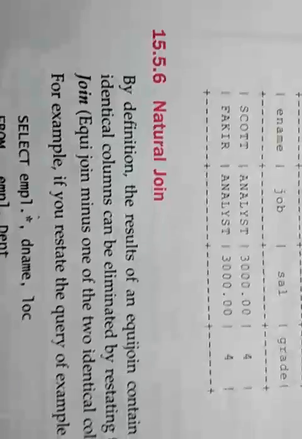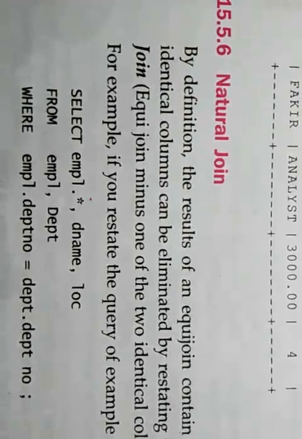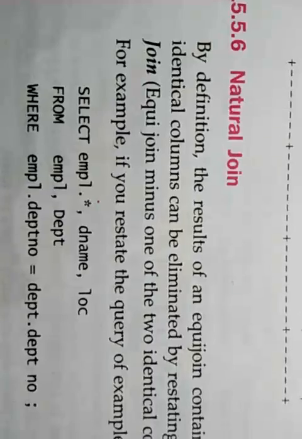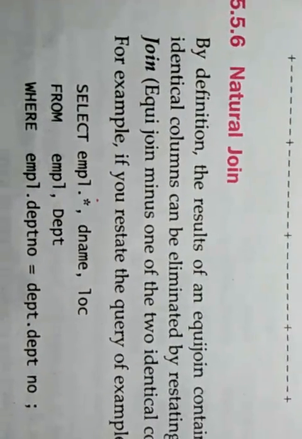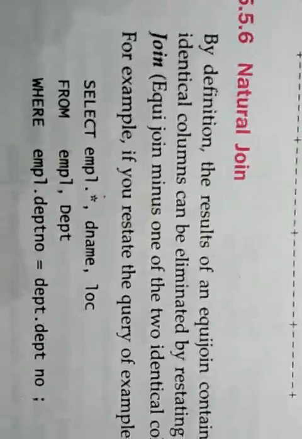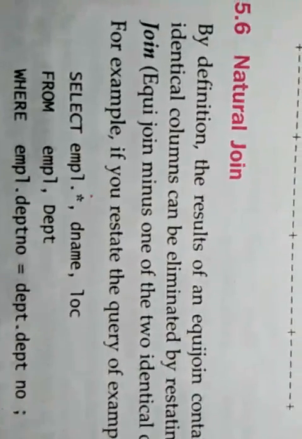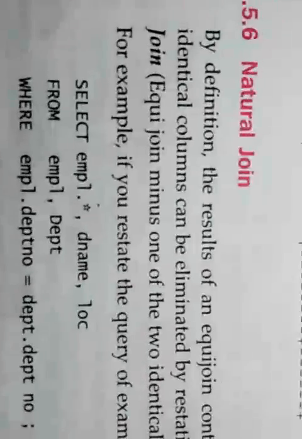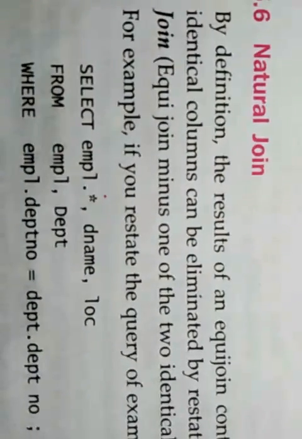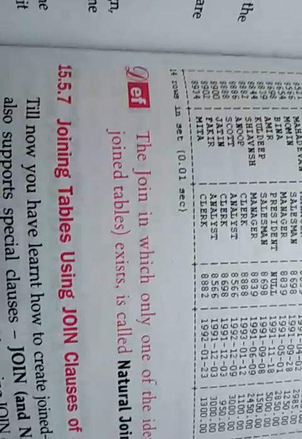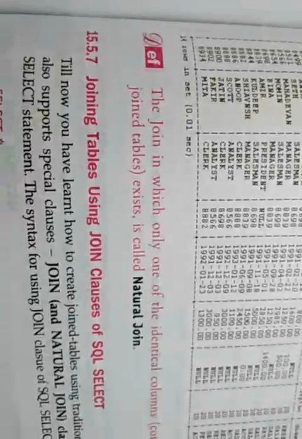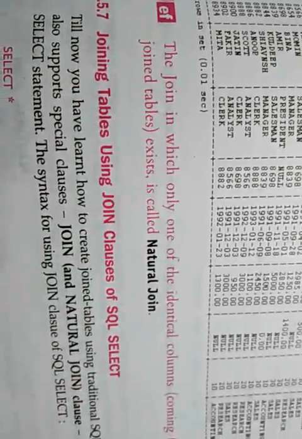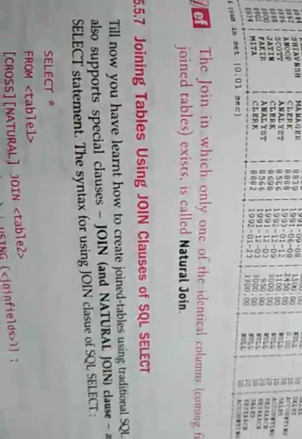Next category of join is natural join. So what is the difference between a join and a natural join? In a join query, the common column will be displayed 2 times, whereas in the case of a natural join, the common column will be displayed only 1 time in the result. So the join in which only one of the identical columns comes from the existing tables is called the natural join.